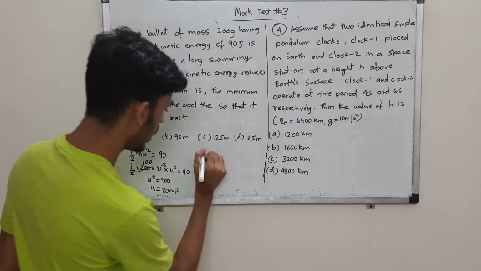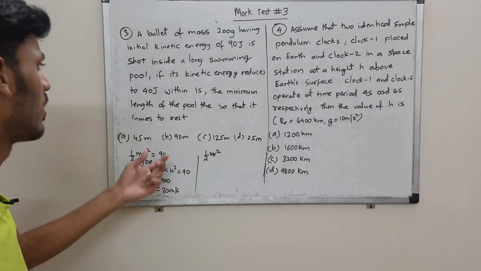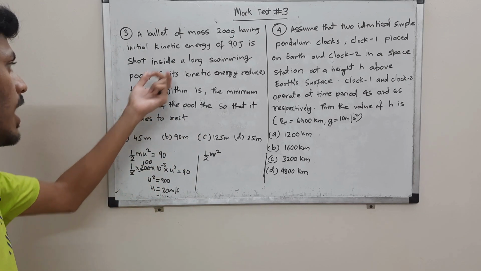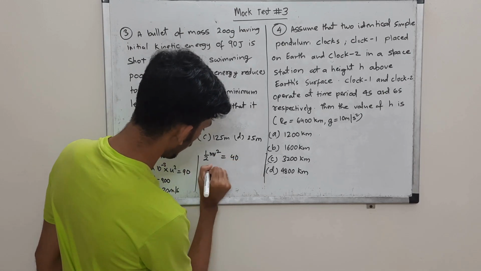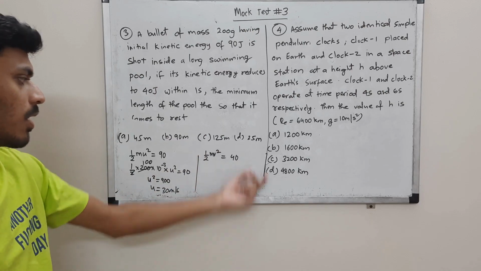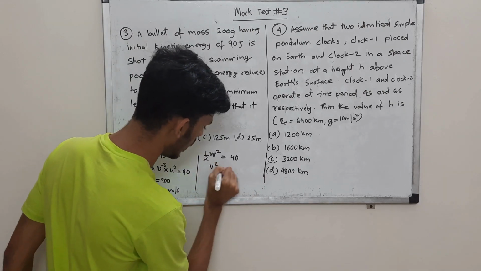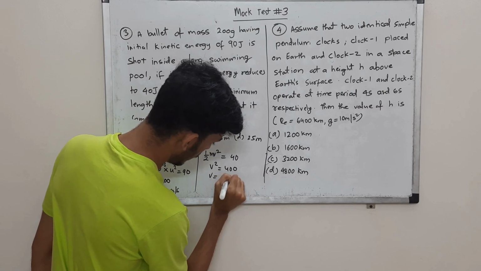Similarly we can find the kinetic energy after 1 second, which is given as 40 joules. Here again this m by 2 will become 0.1 as we know. So 0.1 goes to the other side, that becomes 400. So v square is 400. v will become 20 meters per second.